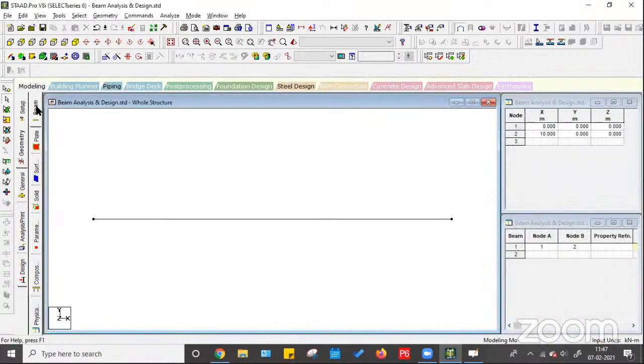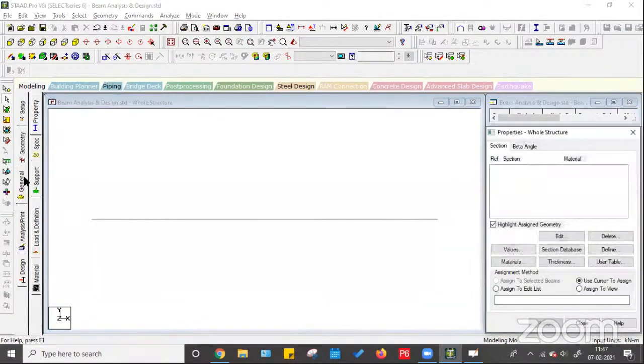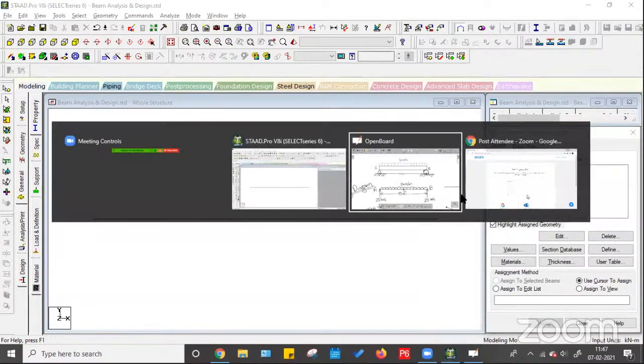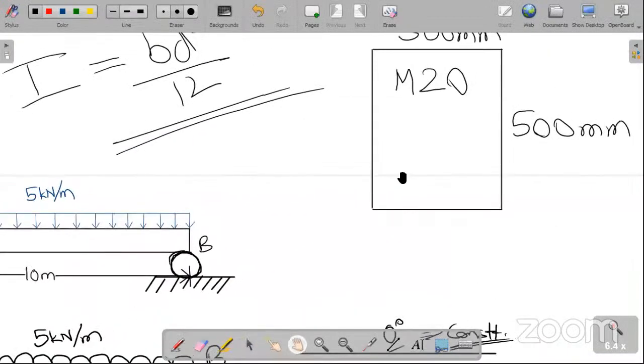So I'll click on geometry, then general, then property. And we'll create a property of this beam. So what is the property of this beam? This is the section property.